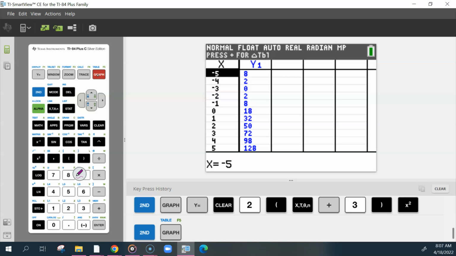-5, 8, moving 2 to the left from our vertex. -4, 2, moving 1 to the left of our vertex. Our vertex. -2, moving 1 to the right. And then -1, moving 2 to the right. The stretches and compressions for quadratics will probably give you the most difficulty with those. Without doing it with a calculator?